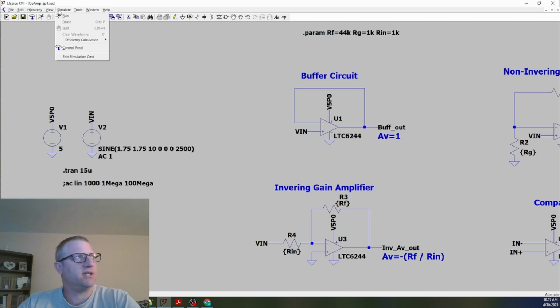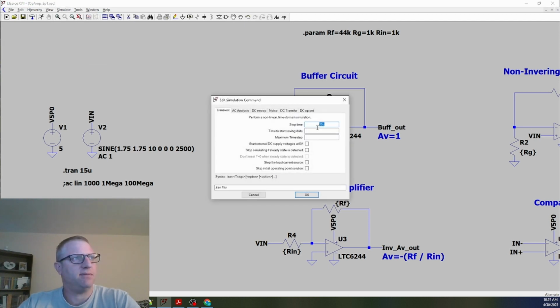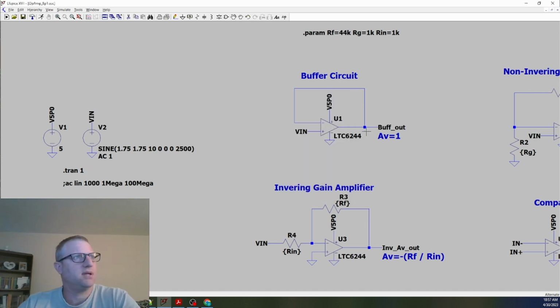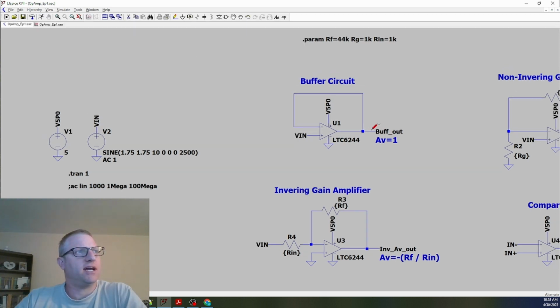And our simulation, if you go up here to the simulation, we'll edit our simulation profile. And because it's 10 hertz, we will run it for 1 second. So now we will go ahead and run this. And remember, we're going to be looking at our op amp, our input is going to be the sine wave. It's just a buffer circuit.